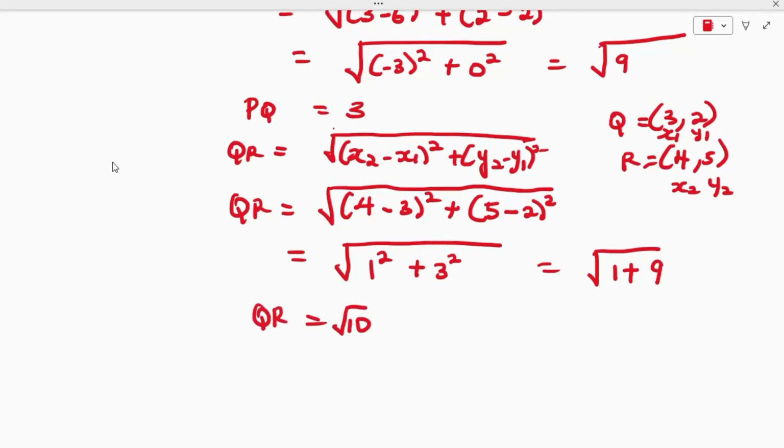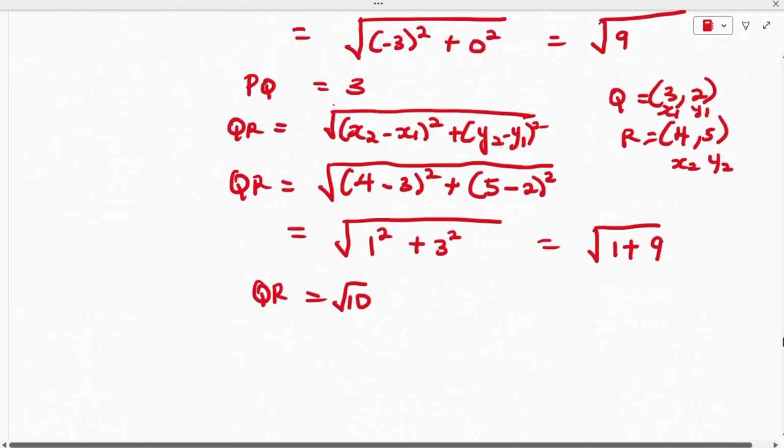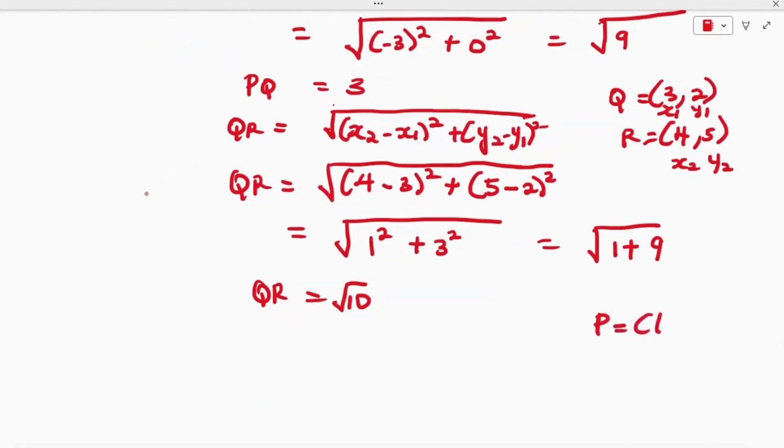So next, now that we have been able to solve for QR, lastly we want to solve for PR. Okay, so we want to solve for PR, and we have P is (6, 2) and R is (4, 5). So we say P is equal to (6, 2), and R is equal to (4, 5).